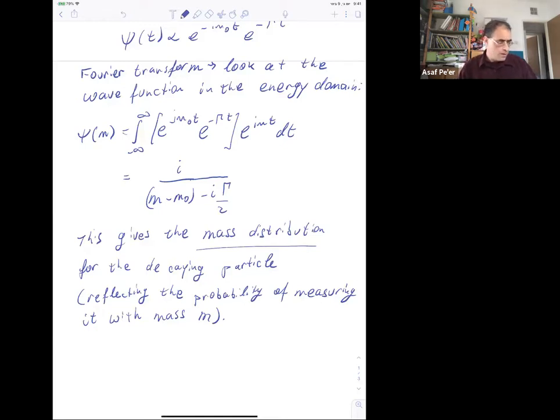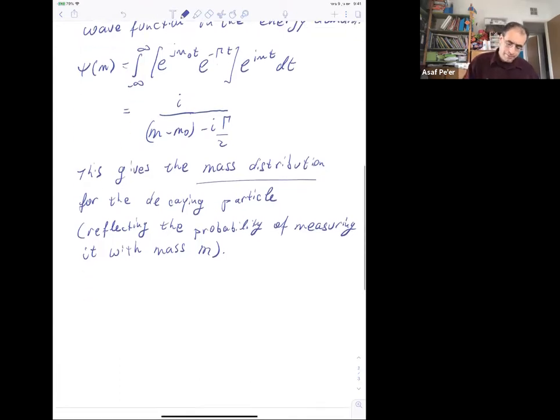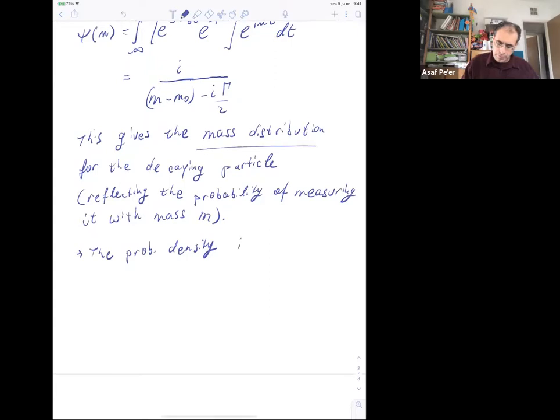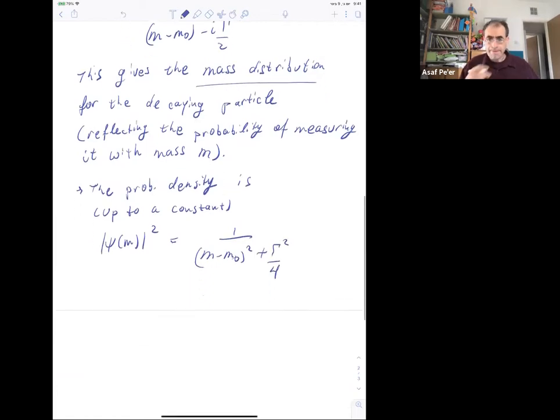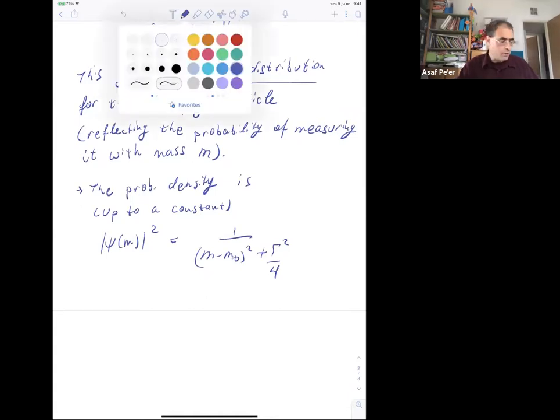So the probability density, which up to a normalization constant is just taking the norm of that, up to a constant, |psi of m|^2 is 1 over (m minus m_0) squared plus gamma squared over 4. And this is what is known as the Breit-Wigner distribution.